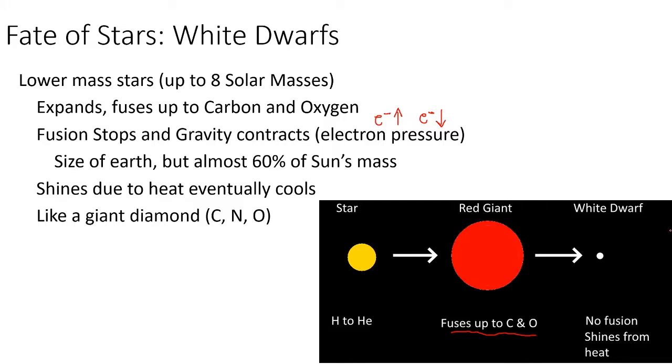I think the graphic shows it very nicely, I hope, that it goes from a star to a red giant and then shrinks down to a white dwarf. Now, the white dwarf will eventually shine due to heat. There's still heat in there, but it's not really undergoing fusion anymore. So just like anything, if you took a hot loaf of bread out of the oven, it will cool down. The little white dwarf eventually will cool down like that loaf of bread. And there's immense pressure with carbon and nitrogen and oxygen. It's almost like a giant diamond, some people have said, for a white dwarf.